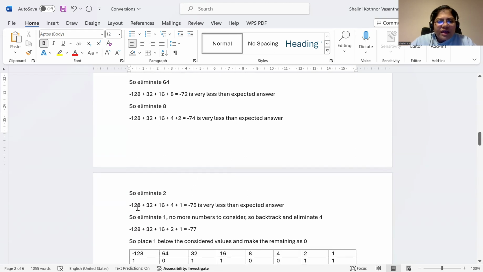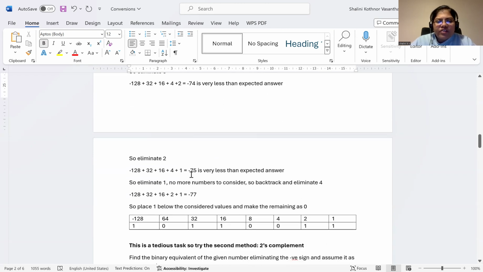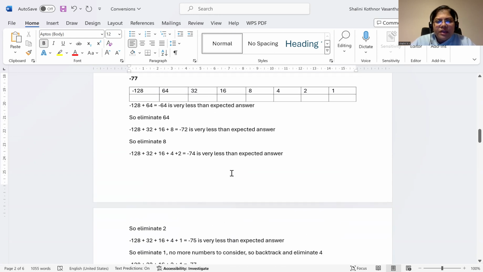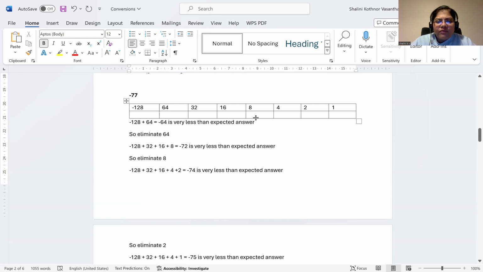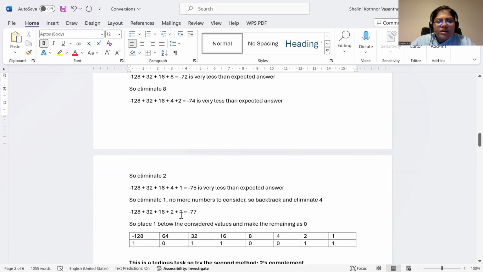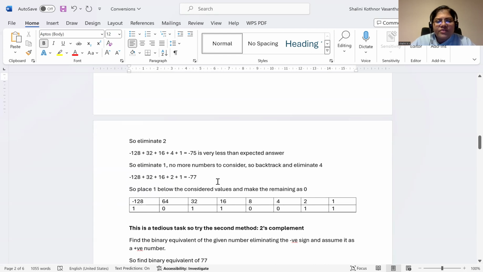Okay, and then we have 128, 32, 16, 4 and 1, that would make up a total of minus 75, and again backtrack. Even after backtracking, we'll remove 1. Even after that, we don't have any other number to be considered, so we will leave that. We'll go for 4, we'll backtrack and remove that 4 as well. Eliminate 4, and after 8, we will just add the smaller numbers, 2 and 1 together, so that would make up a total of 77.